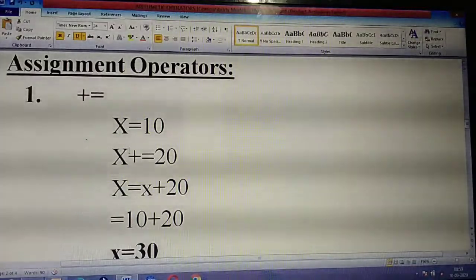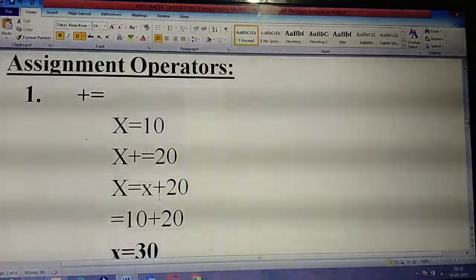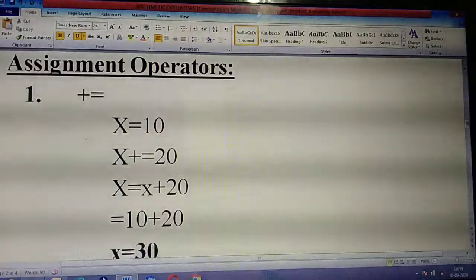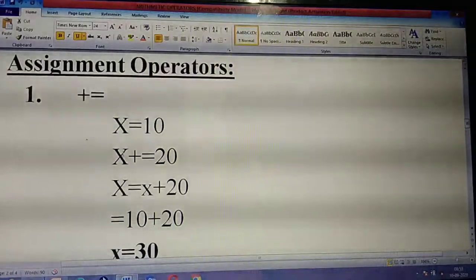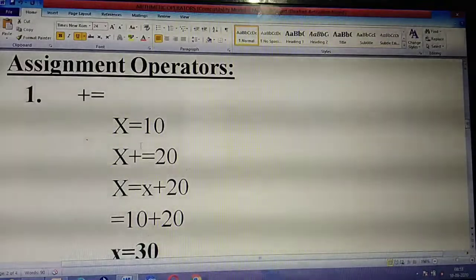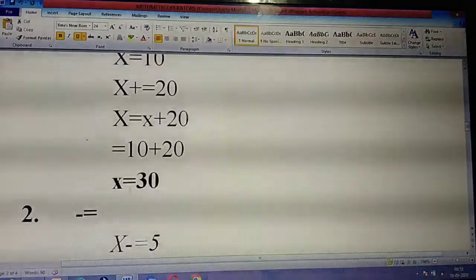What's the meaning of x plus equal to 20? x plus equal to 20 means x plus 20. Understand? Plus equal to means you add and store the result back in the variable x. So listen, x plus equal to 20 means x plus 20. What's the value of x they have given? 10. 10 plus 20. What's the answer you will get? 30.